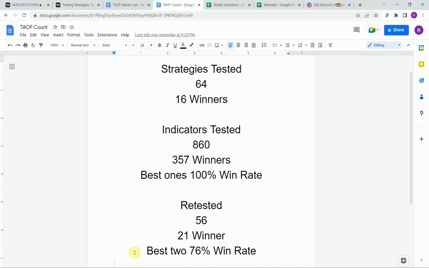We've also retested in the advanced testing 56 of the winning indicators. 21 of them have been able to maintain the winning status, the best to a 76% win rate. Now keep in mind that we test most of these strategies and indicators on the Forex and crypto market, but they can be applied to just about any market and time frame universally.